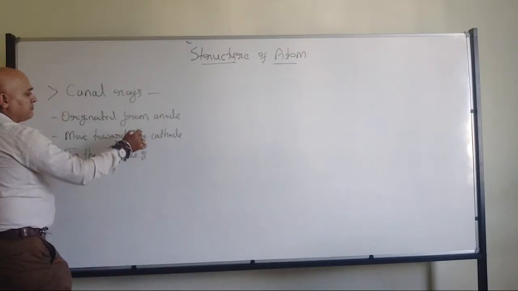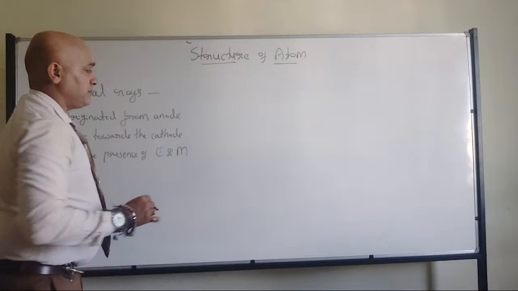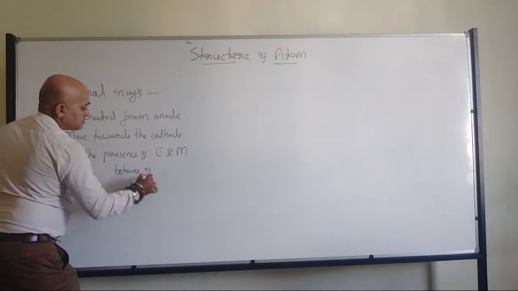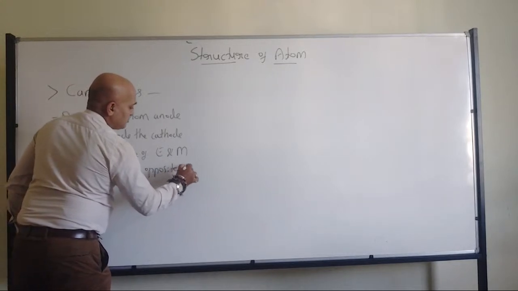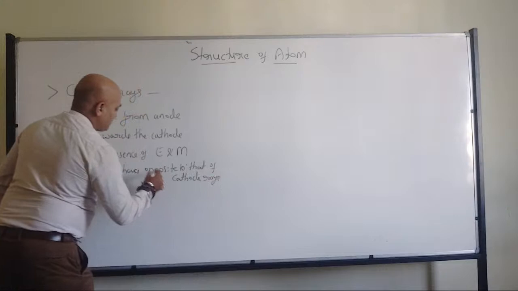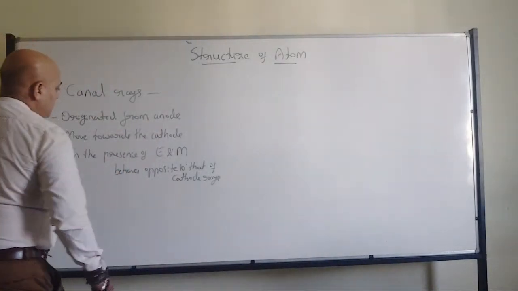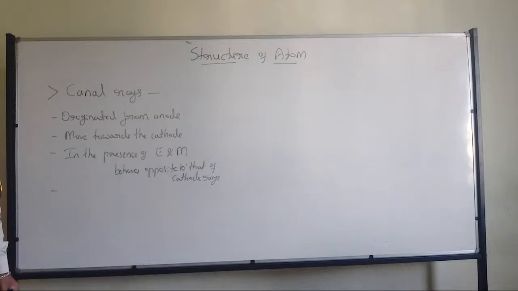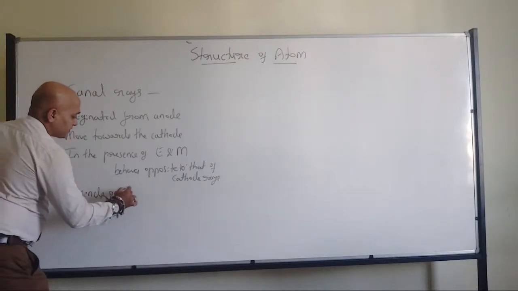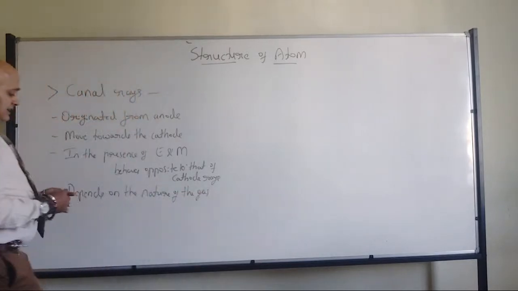Then, in the presence of electric and magnetic field, E and M. Don't write that short form in exam. In the presence of electric and magnetic field, behaves opposite to that of cathode rays. Okay, so that is important. Then the last one, its properties depend on the nature of the gas present in the tube.